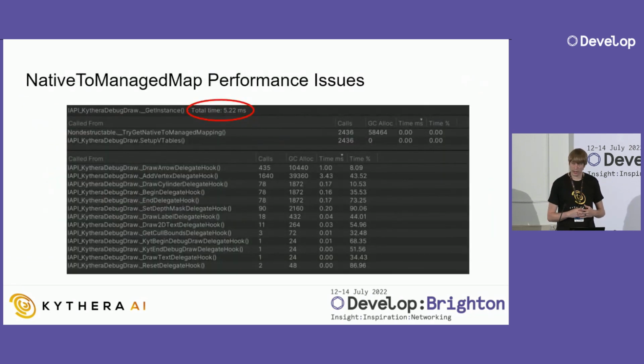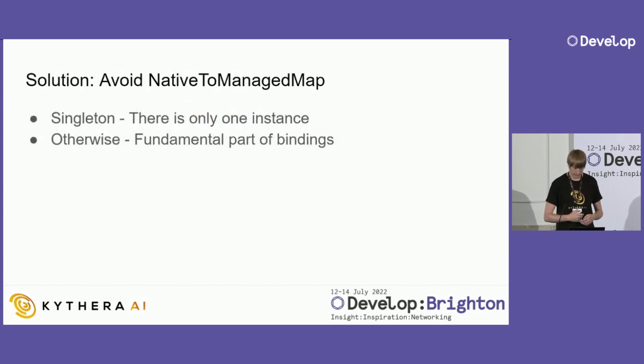This is a profiling output from the Unity profiler. I don't know if you can see it well. This is just the get instance call for our debug draw interface. It takes 5 milliseconds, and this is once per frame. So this is clearly too slow. This is obviously the full debug version of our DLL and everything, so it won't be that bad, but still we need to optimize a bit here.